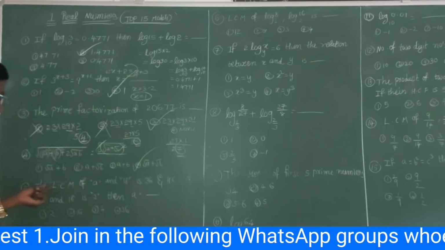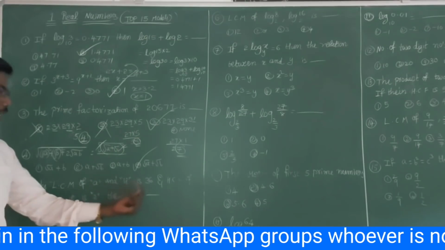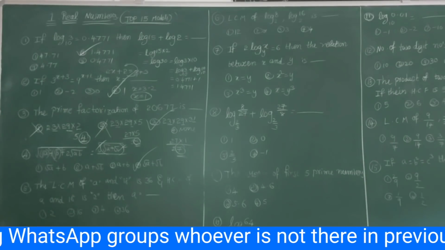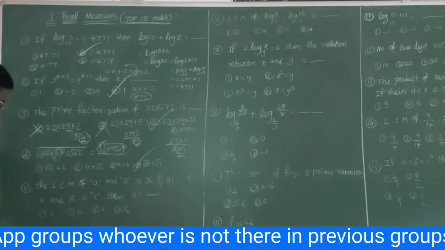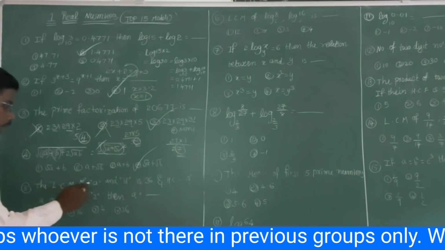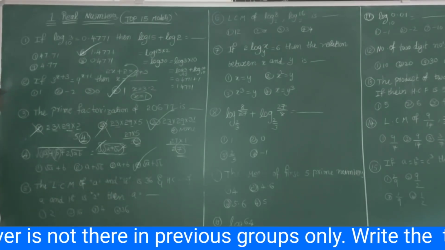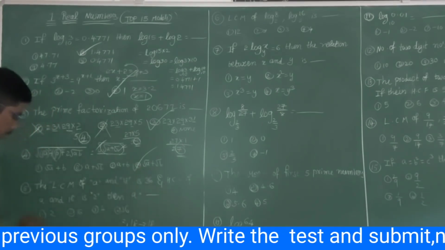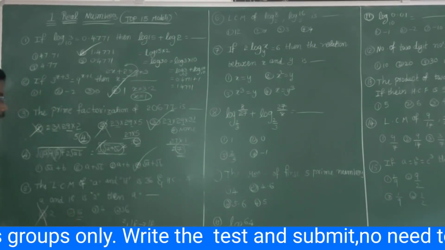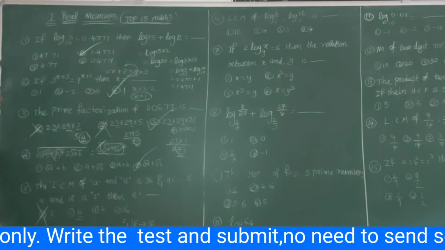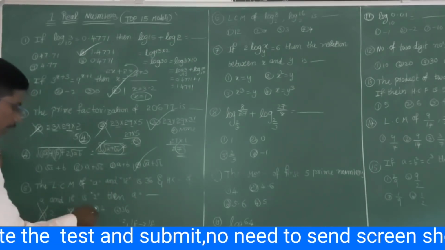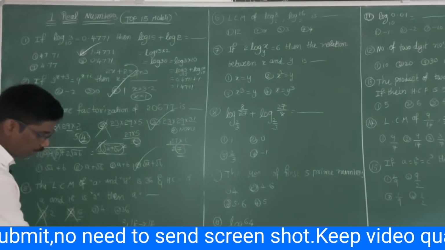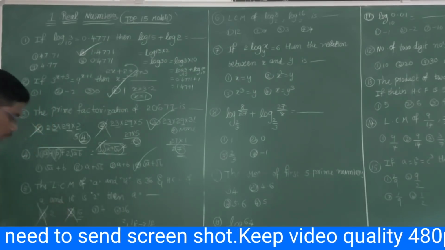Next, the LCM of a and 18 is 36, and the HCF of a and 18 is 2, then find the a value. Here we have to go for options. If you take a is 2, so 2 comma 18, the LCM is 18. But they are saying 36, so the first option is wrong. If you take 16, the LCM of 16 and 18 is not 36, so this is also a wrong answer. If you take 4, 4 comma 18, the LCM is 36. Again, we will take the HCF.